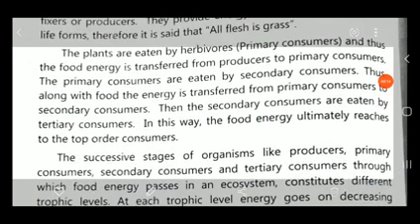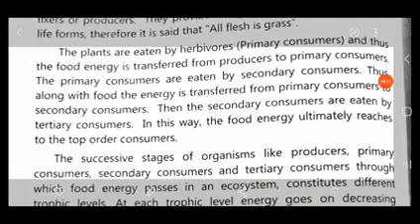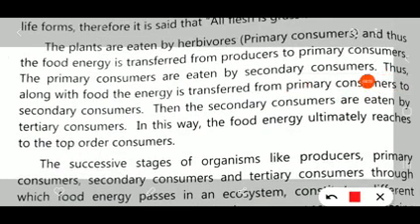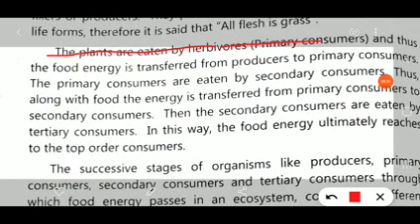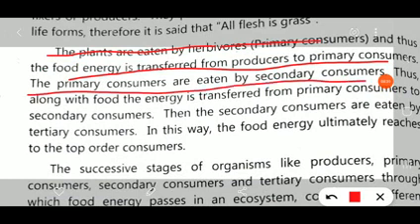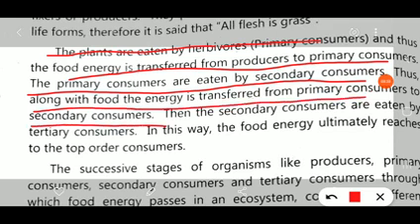The plants are eaten by herbivores. These plants are eaten by the herbivorous animals, that is the primary consumers, and thus the food energy is transferred from the producers to the primary consumers. Then the primary consumers are eaten by the secondary consumers. Thus, food energy is transferred from the primary consumers to the secondary consumers.